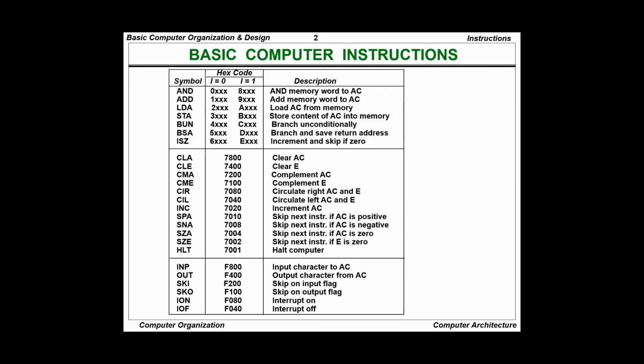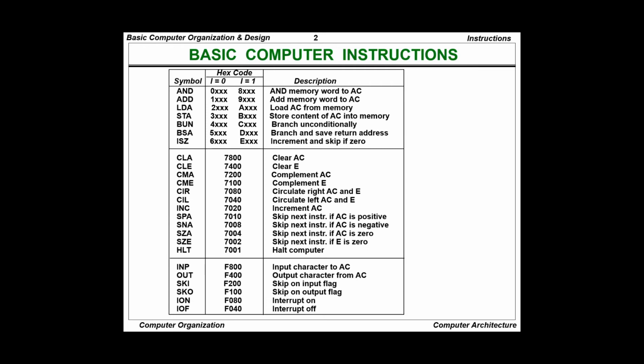And coming to STA, once we load, we need to store the contents of AC into memory, right? So for that reason, I need STA, that is store content of AC into memory. So 3xxx and Bxxx. So coming to BUN, so BUN stands for branch unconditional. Okay, so that is I equal to 0, it is 4xxx, and I equal to 1, it is Cxxx. So BUN stands for branch unconditional.